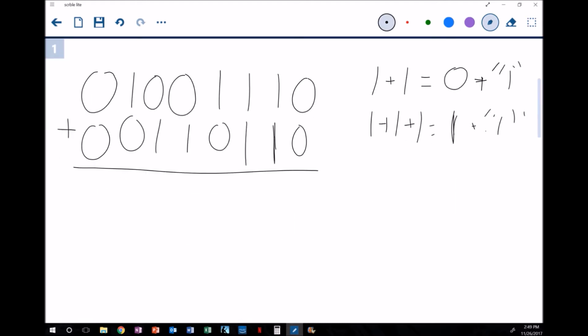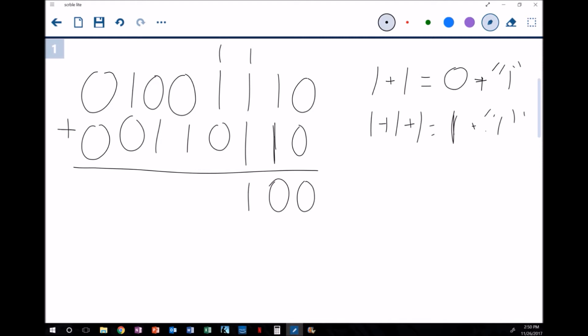So we start at the right. 0 plus 0, of course, equals 0. Then we go 1 plus 1, and like I said before, that equals 0, and you carry a 1. So we put it over there on the next column. And then here in this third column, we have 3 1s. So 1 plus 1 plus 1 equals a 1, and you carry a 1. Let's put that over there.